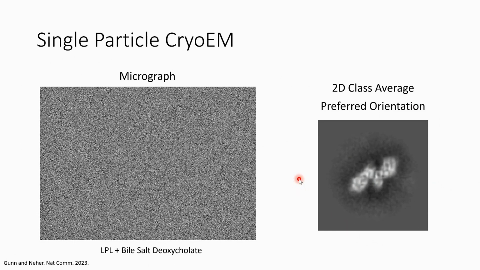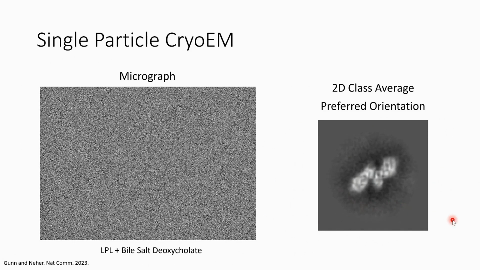My lab mates have often told me that this looks exactly like TV static, but I promise that if you take individual particles and average them together from within this static, you're able to see a signal. And that signal looks something like what you see here with a 2D class average. This was really exciting because it seemed that my theory had been correct. If I treated this LPL with deoxycholate and froze it into cryo grids, we did seem to be seeing dimers.